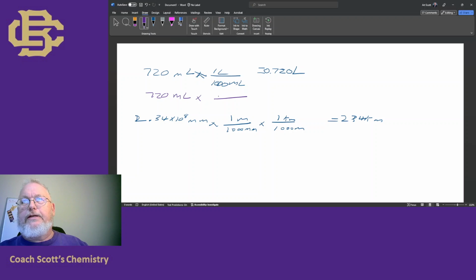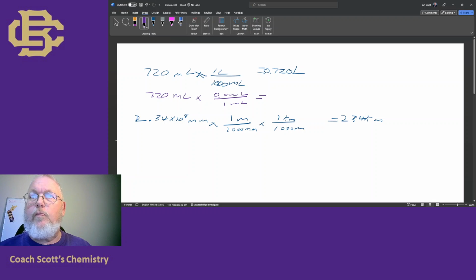So that means that 1 milliliter is 1,000th of a liter. And let's see if I can get that with the calculator. Again, my brain does not think like this. So 720 times 0.001, that's going to give me 0.720. So that's how I got to think like that.